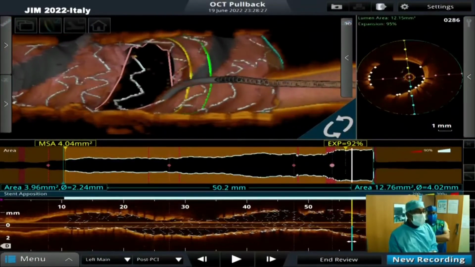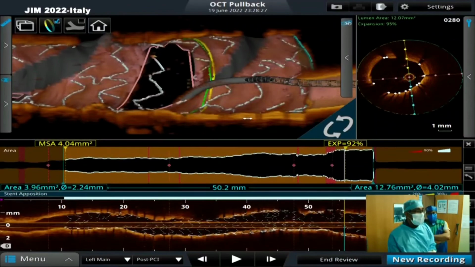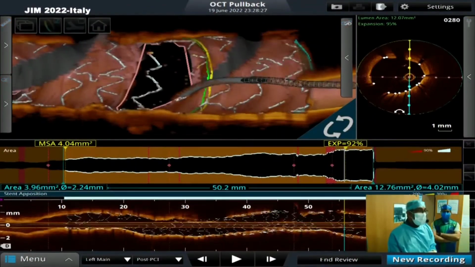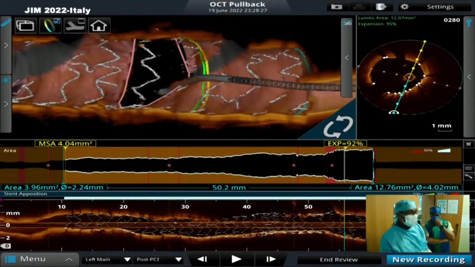So what is your opinion regarding that? Yeah, leave it alone. Both of us vote same, no, Carlo? Leave it alone. Yeah. Show us now the circumflex. Oh, would you really want to have a pullback? No. The ostium of the circumflex is the question.